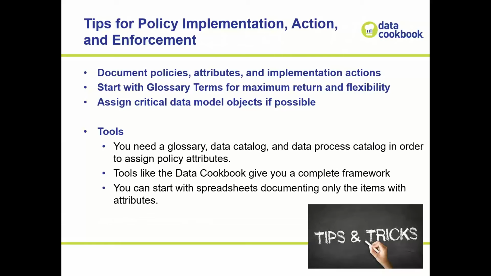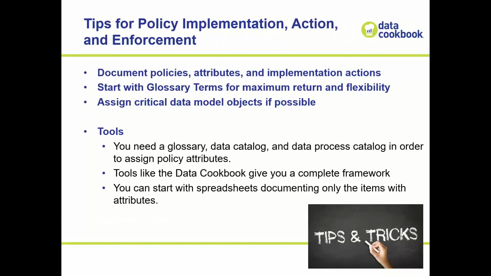But you might also want to look at critical data model objects if you have that kind of thing. And to do this documentation, you need some tools to start off with. At the minimum, you'll need a place to have a glossary or a data catalog or a data process catalog in order to apply these attributes to it. A tool like the Data Cookbook can give you a complete framework for managing that. But if you don't have that, you can do this in spreadsheets. It's hard to get the connectivity for everything, but I might just start off documenting the things in the spreadsheets that have those policies, right?